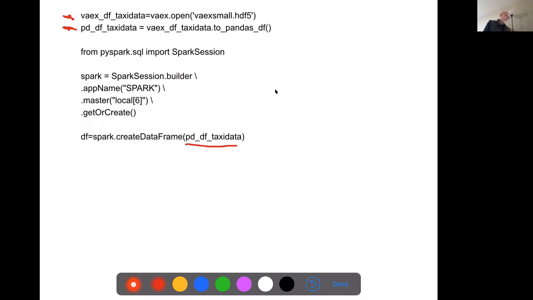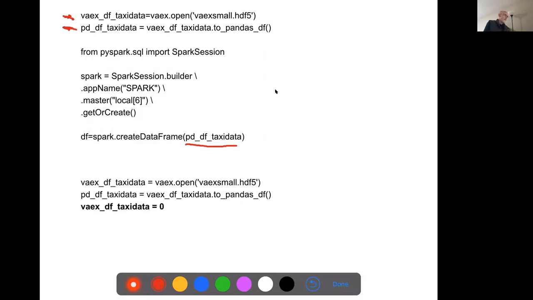So the one thing I want to point out: since we no longer need that data frame, we want to release it so it can be garbage collected. And I can do that by assigning another value. So I just chose zero. Then that data frame can be garbage collected, and we're not consuming too much memory, which means we're less likely to run up against the memory limit. Okay.